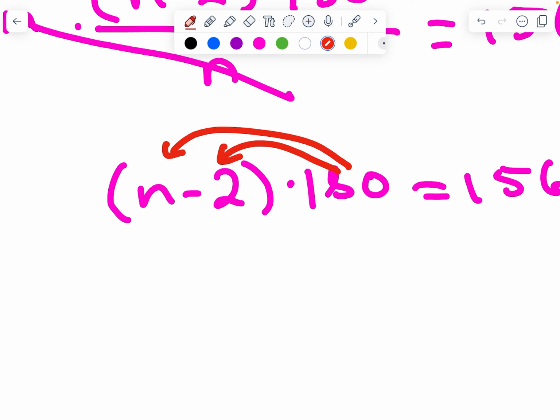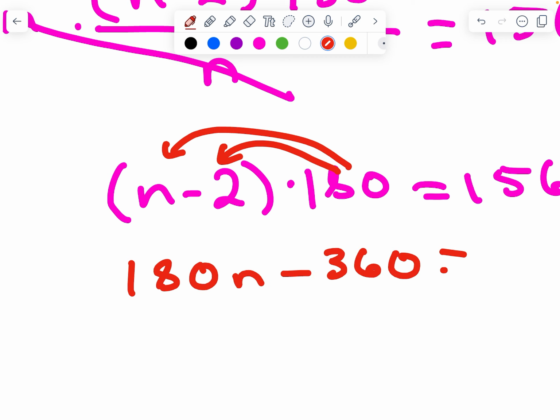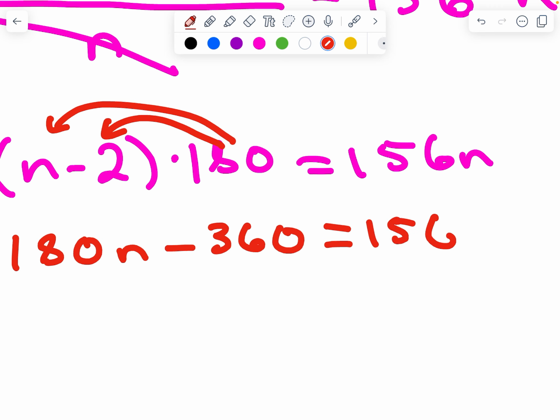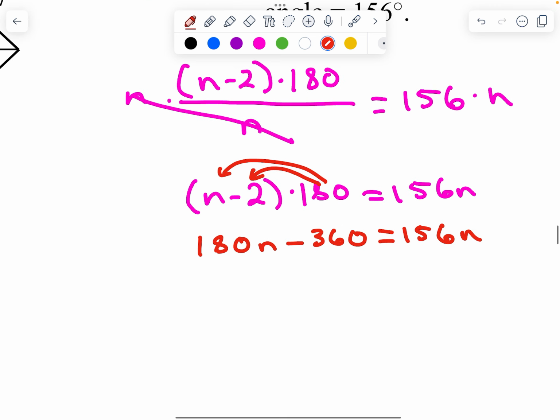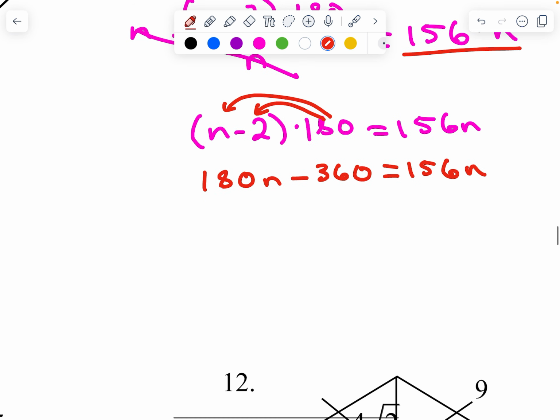So if I do 180 times n, I have 180n. If I do 180 times negative 2, I get negative 360. And now I have 156. And now the common mistake that students make is that they forget to write the n on this. If you do, you will get an incorrect answer.